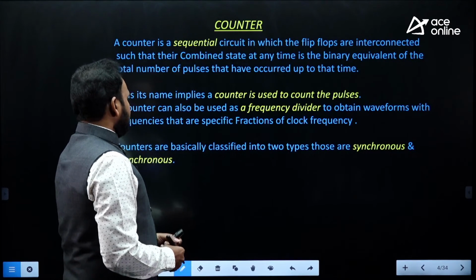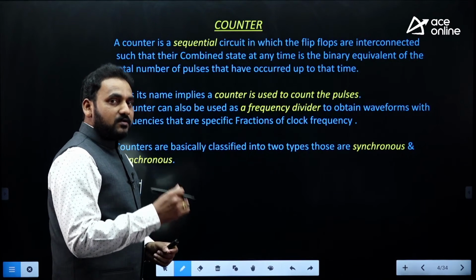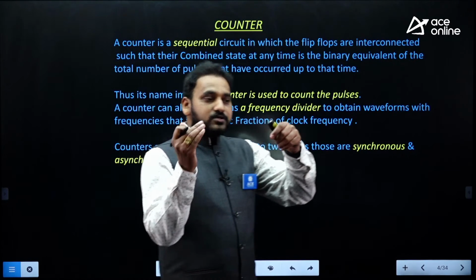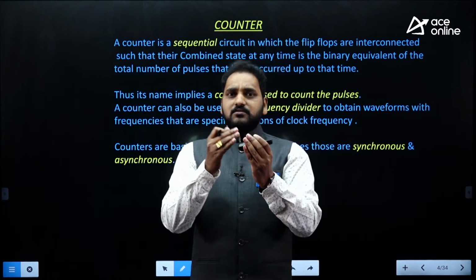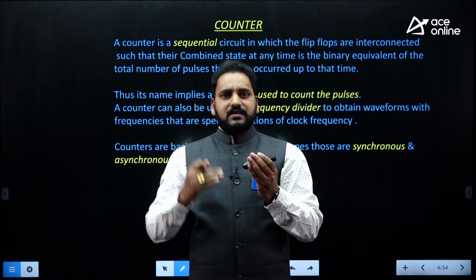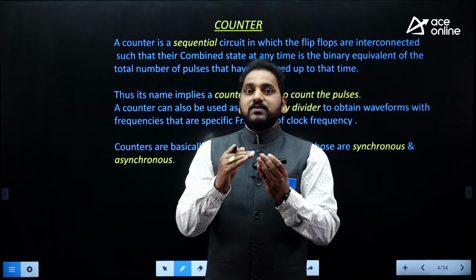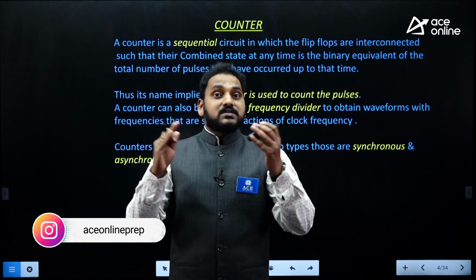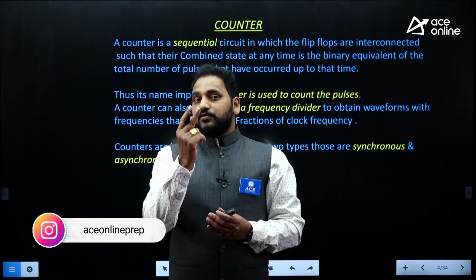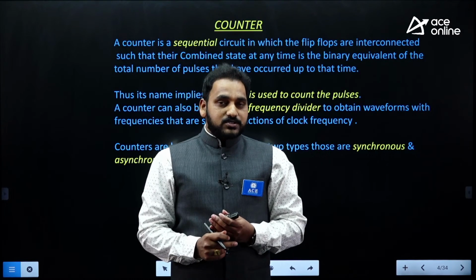Counters are basically classified into two types. It depends on how we provide the clock to the counter. Finally, a counter is used to count the clock pulses, that is the basic line, but you should understand how many types of counters are available. If you see the broad classification of counters, we find only two types: synchronous counters and asynchronous counters.